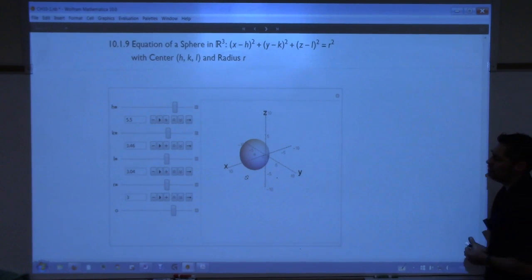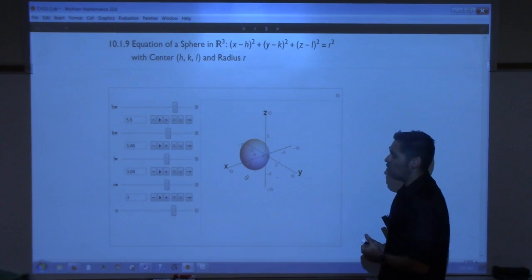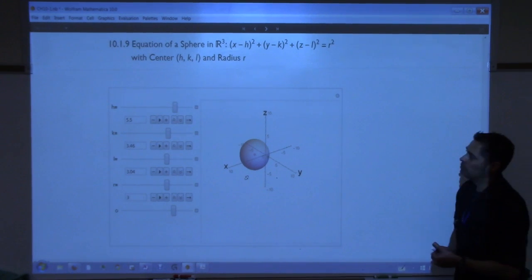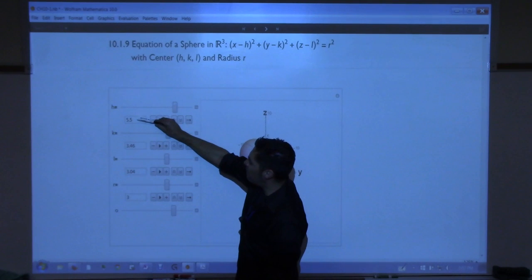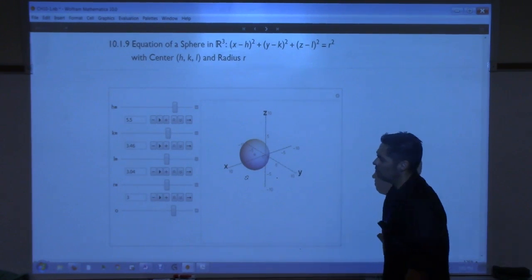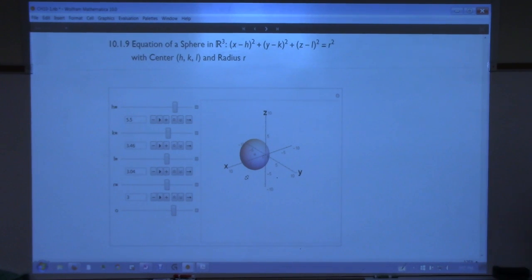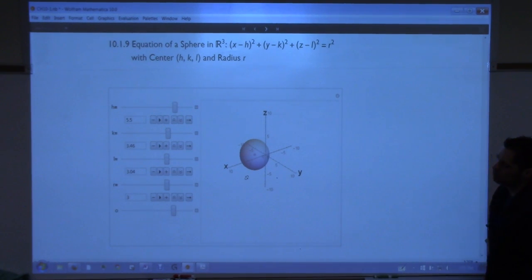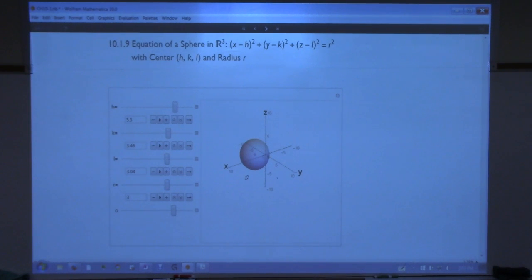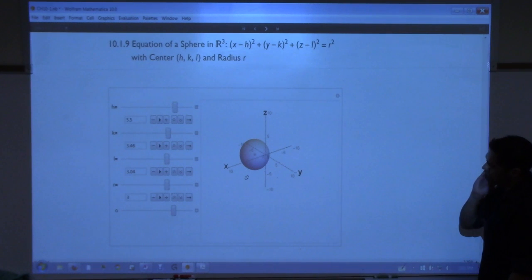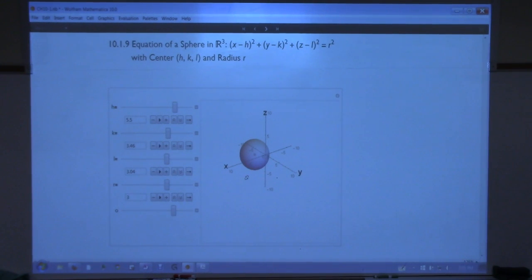Could you tell me the distance between the center of the sphere and a coordinate plane, like the xy plane? So right now, I'm telling you, h is 5.5, k is 3.46, l is 3.04. Can you tell me the distance between the center of that sphere and the xy plane? What would it be? 3.04, right? Okay. And you could do that for the other coordinate planes if you wanted to.